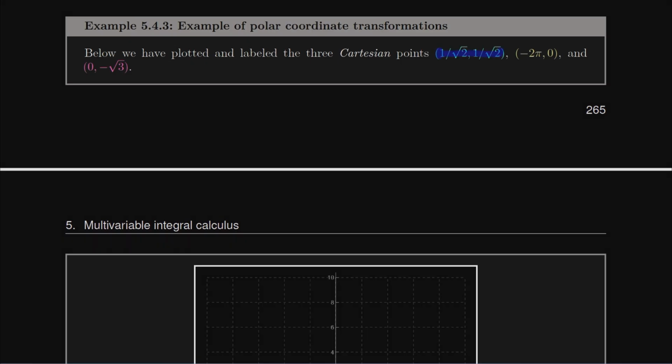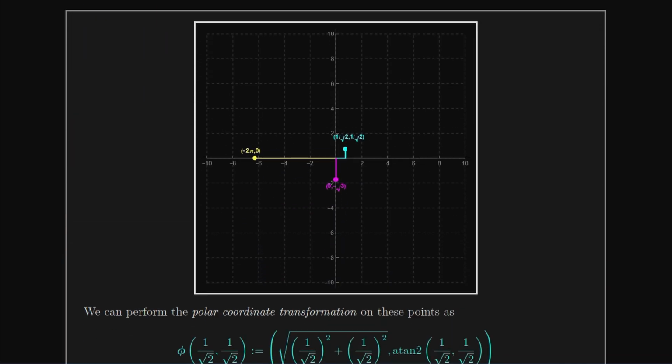So we have a couple Cartesian points here, right? We've got 1 over root 2, 1 over root 2 as a Cartesian point. We have negative 2 pi comma 0 as a Cartesian point. We have 0 comma negative root 3 as a Cartesian point. And if I plot those three Cartesian points, as I've plotted here, you can see what's going on for each of them. So how do we interpret a Cartesian point? Well, that x-coordinate just pushes me out along the x direction, and then the y-coordinate pushes me along the y direction, and then our terminus is where we call the point.